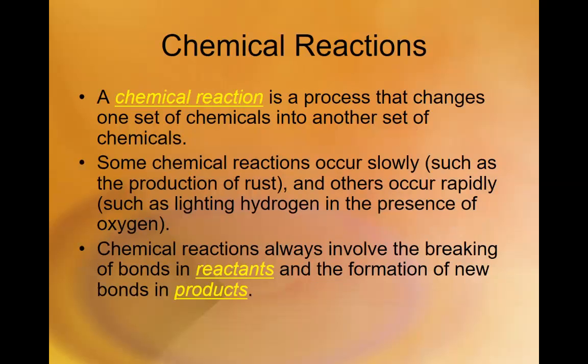So we just went over a chemical reaction. We changed one set of chemicals, the reactants, into another set of chemicals, the products. Some of these reactions occur slowly, think about something rusting, and others occur very rapidly, such as hydrogen lighting in the presence of oxygen.